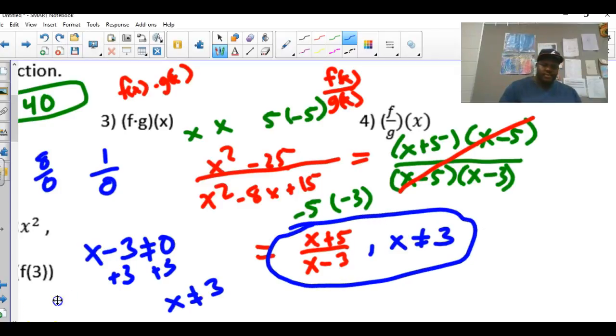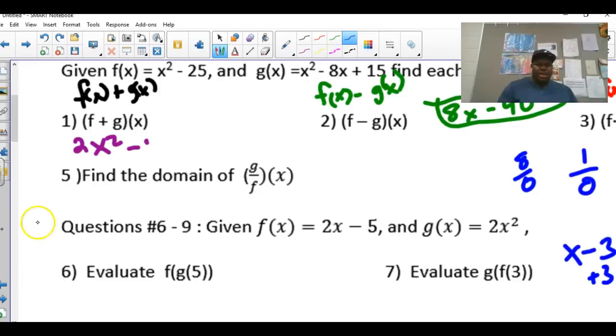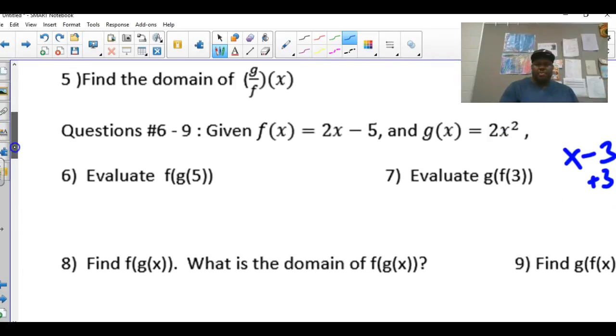All right, let's keep going. We're going to evaluate some composite functions here. f of x is 2x minus 5. g of x is 2x squared. Here we're going to evaluate f of g of 5, meaning we need to evaluate the inside term first. All right, inside term first. So the inside term is g. We're going to evaluate that for 5. So we're going to go g of 5. We're going to plug that 5 right there, guys, where that x is.